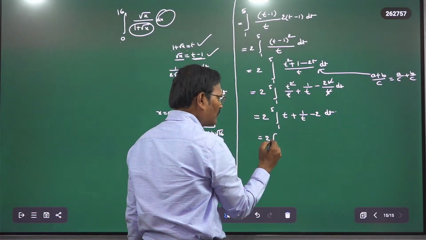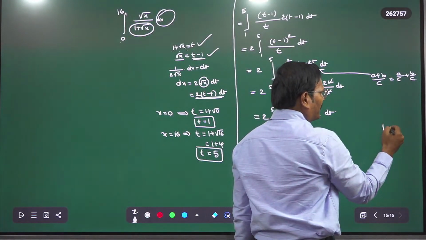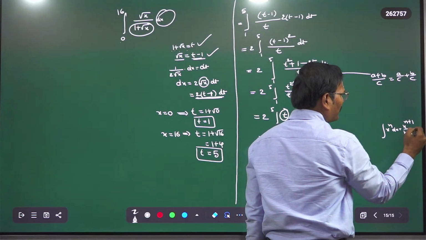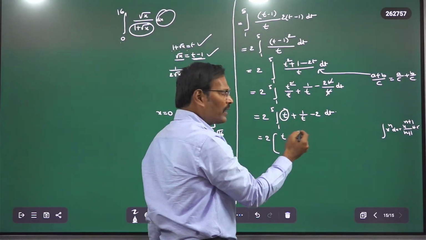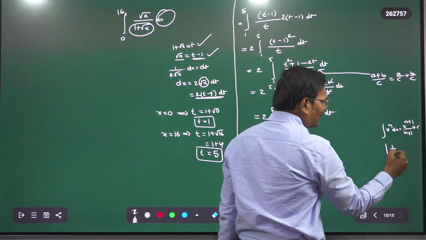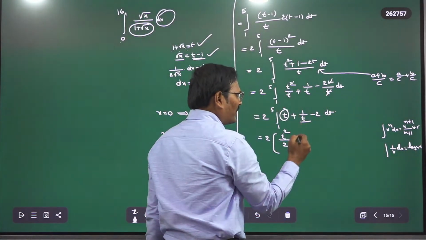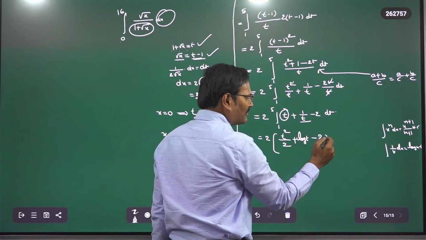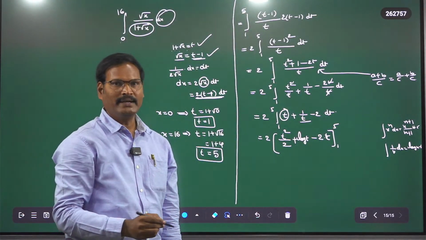2 into, so integration of x power n dx is equal to what? X power n plus 1 by n plus 1 plus c. So I am applying the same formula here. Integral t means t power 1 plus 1, so t square by 2, plus integral 1 by x dx. Integral 1 by x dx is equal to log x plus c. So integral 1 by t means log t, minus 2 into integral 1 means t. So I have completed integration.